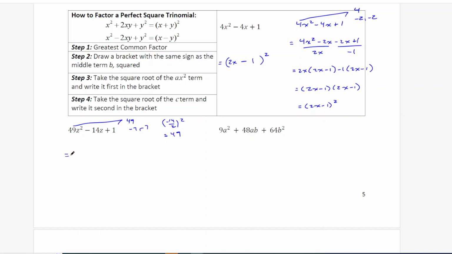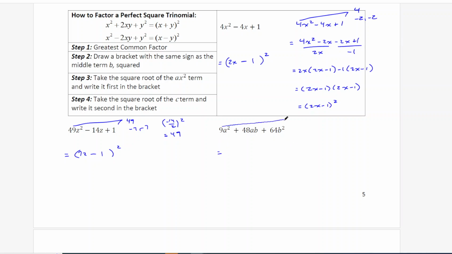So then to factor it, literally draw a bracket squared, take the sign off the middle term, and then square root. Square root of 49z squared is 7z. Square root of 1 is 1. Okay, or like I said, AC method will totally work. So if you want to ignore this first trick or this first special factoring, you totally can. All right, what about this one?